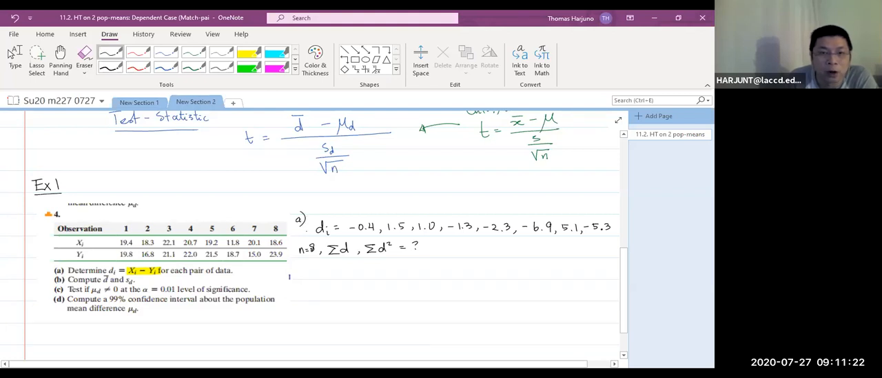Now for us to do part B, we need to answer this question first. The sum of these, we use your calculator to add them: negative 0.4 plus 1.5 plus 1 plus negative 1.3 plus negative 2.3 plus negative 6.9 plus 5.1 plus negative 5.3. What did I do wrong?